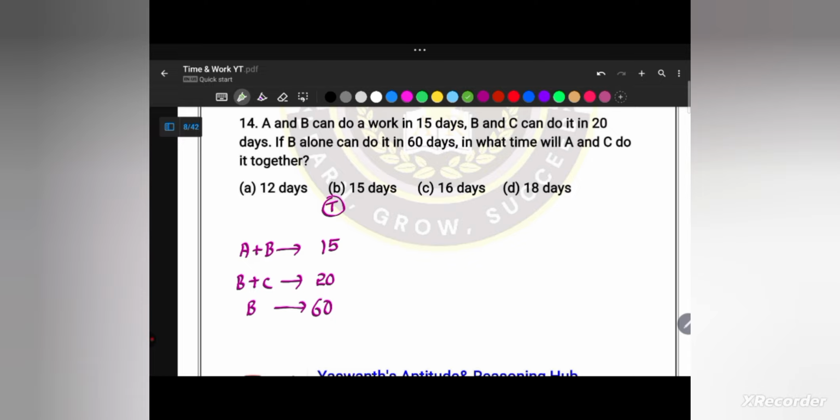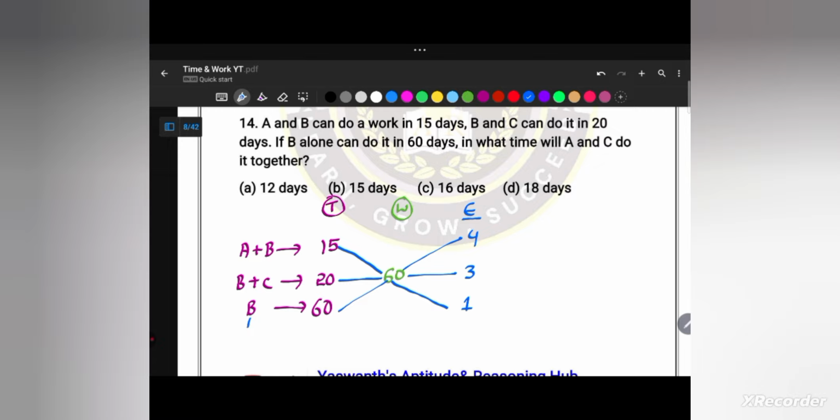Next, we'll be finding the work. I'll be taking the LCM method, where the work will be equal to the LCM of the time periods. Here the time periods are 15, 20, 60, so the LCM will be 60. Next, we'll be finding the efficiency. Efficiency will be the ratio of work to time. 60 by 15 means it will be 4. Next, B plus C, 60 by 20, it will be 3. Next, for B alone, 60 by 60 means it will be 1.